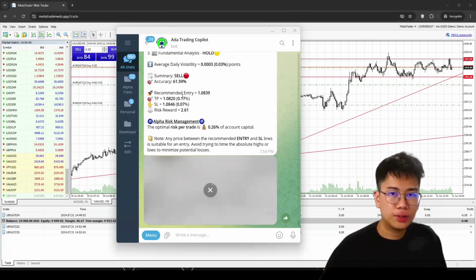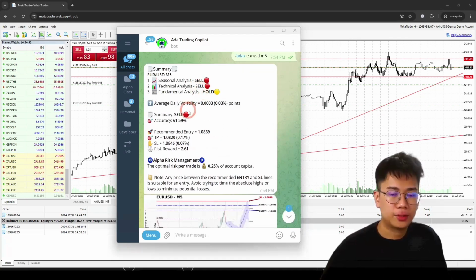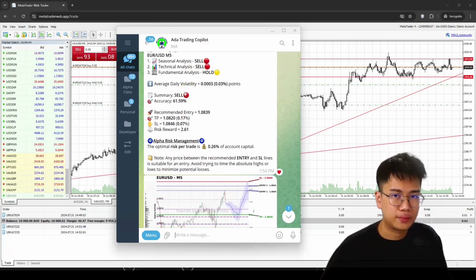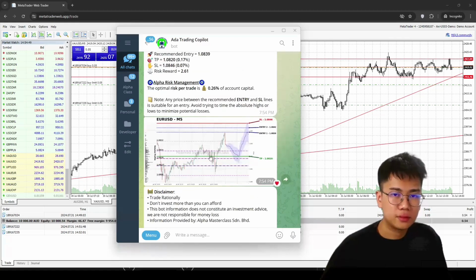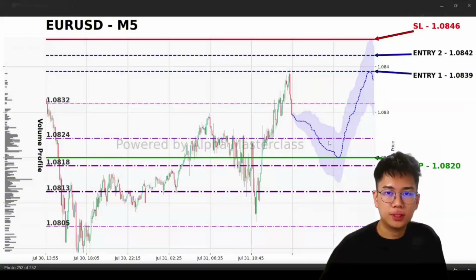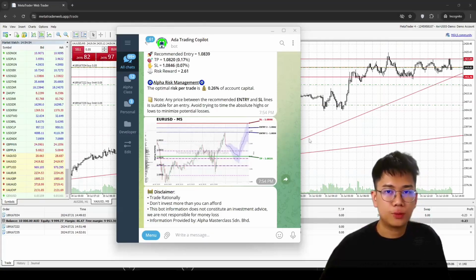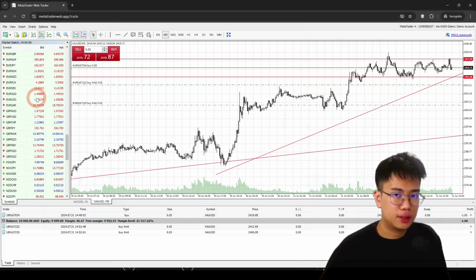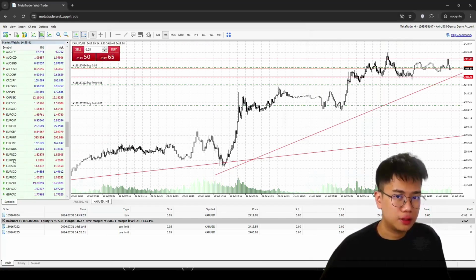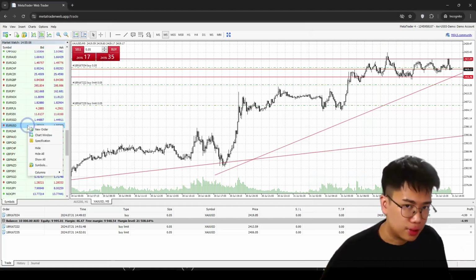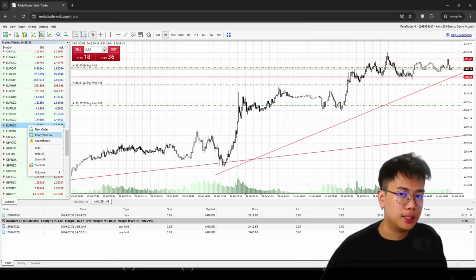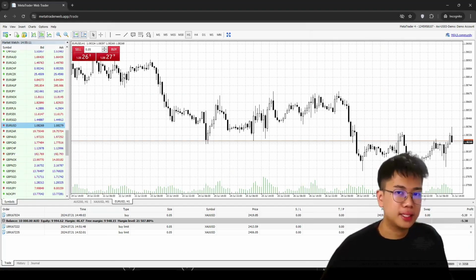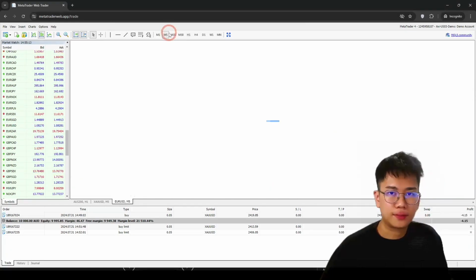And the direction is to sell, sell, hold. So overall, the summary is to sell it down. See the price? Short term is to sell it down. So what I can do is go to Euro USD. Okay, this is Euro USD. I just right click and open up the chart window. And this is Euro USD.